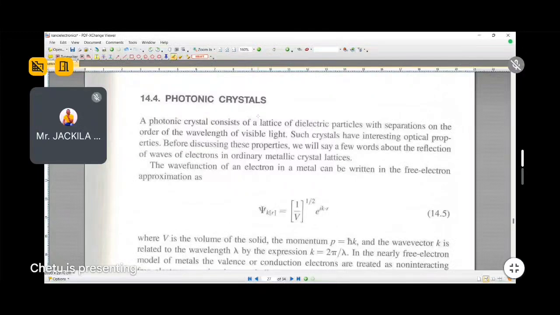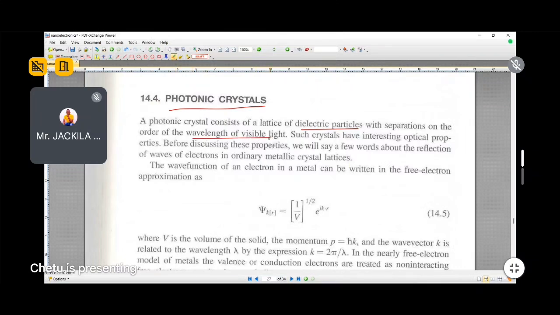So let us see the last part of this topic, photonic crystal. This is the important part. A photonic crystal consists of a lattice of dielectric particles. That is the one thing. So they are named photonic and crystal. They are crystal structures having a lattice arrangement, a periodic arrangement. But these are dielectric particles, not single atoms. And the separation between these dielectric particles is of the order of the wavelength of visible light.